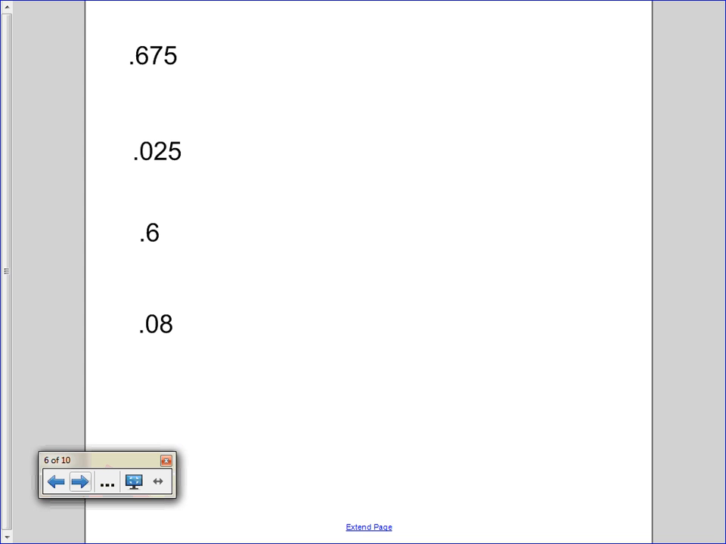675 thousandths. Let's do the easy one first. We'll change it into a percent. We'll multiply it by 100. We get 67.5%.